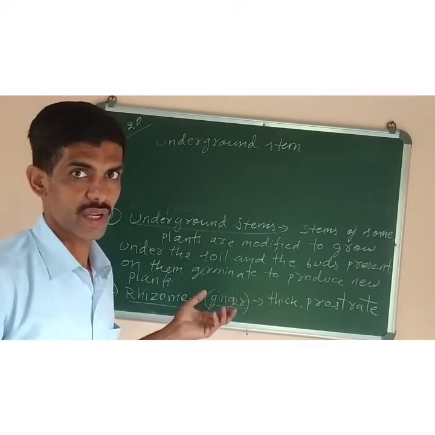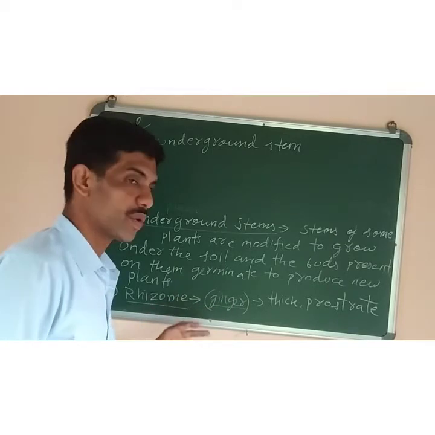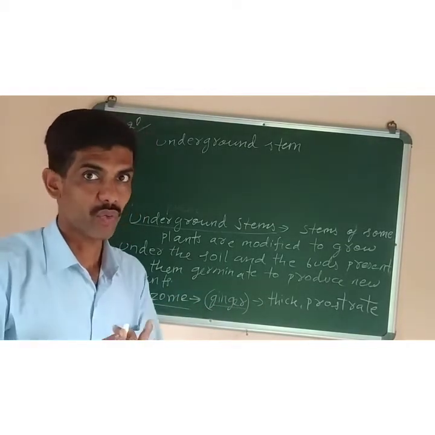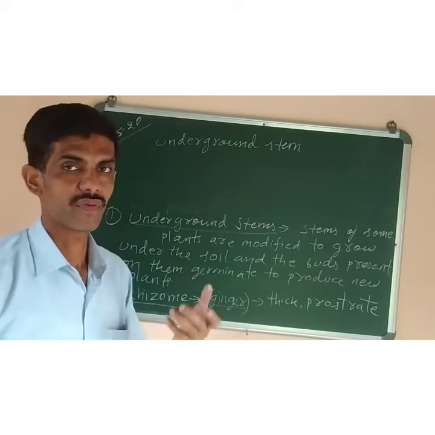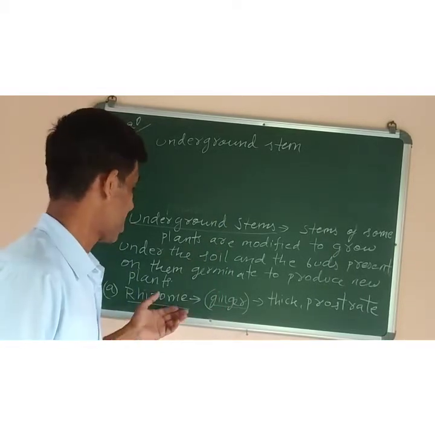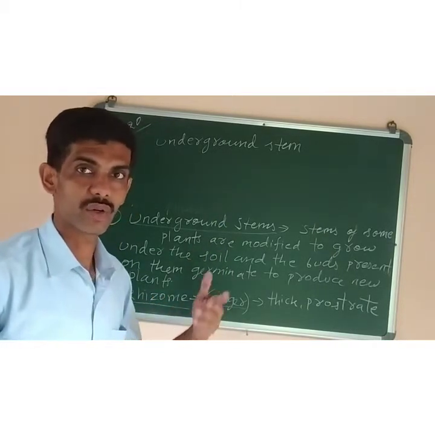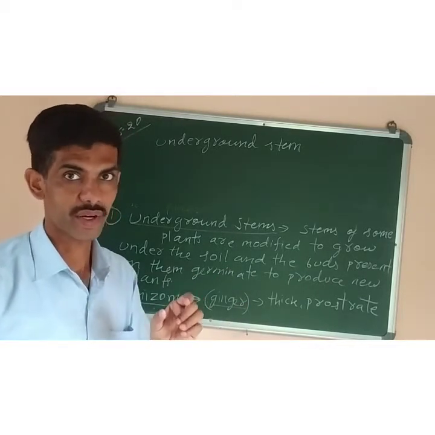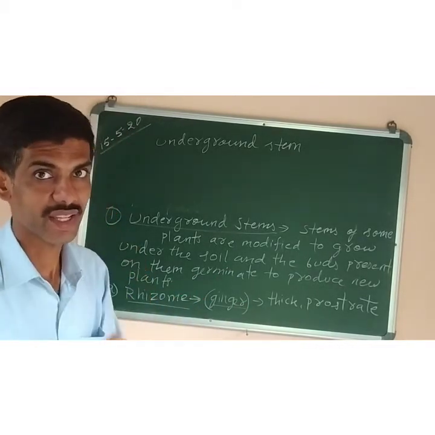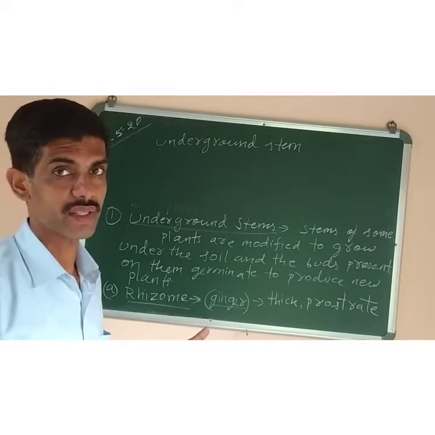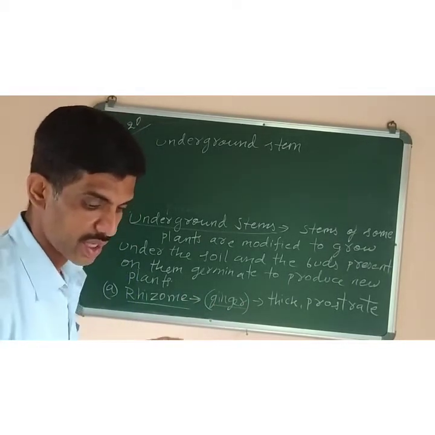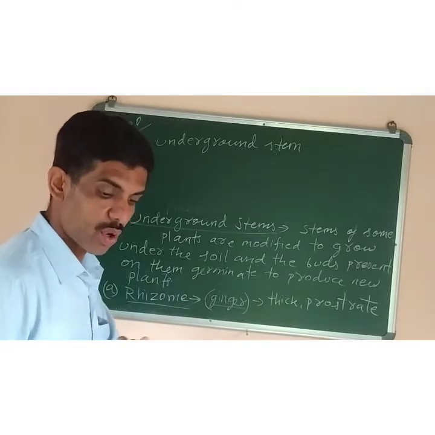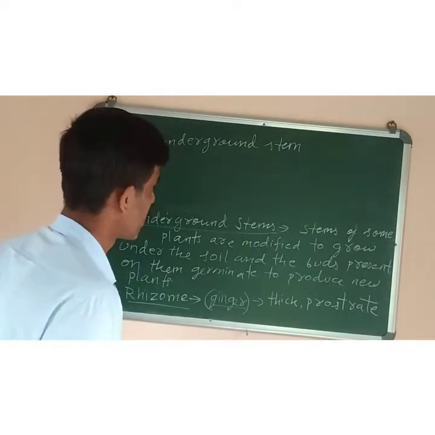You may have seen during the puja time, the rhizome, the ginger, is sold with the leaf on it, isn't it? That shows how the ginger or the rhizome is germinating from the underground state. The food is stored inside the stem only, which supplies the energy required for the germination of the plant. So it is a thick underground stem which grows horizontally below the soil.